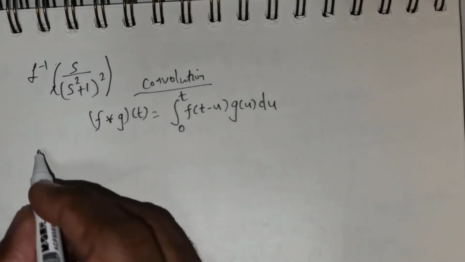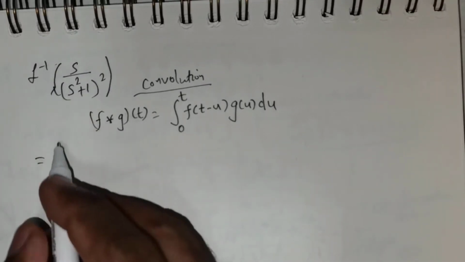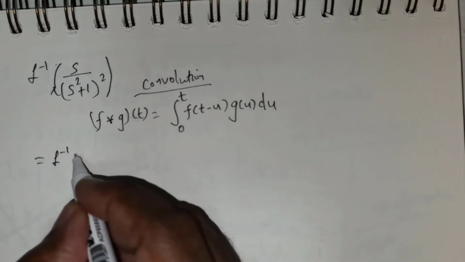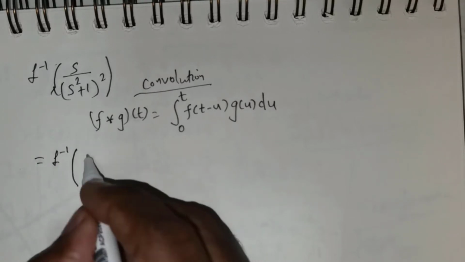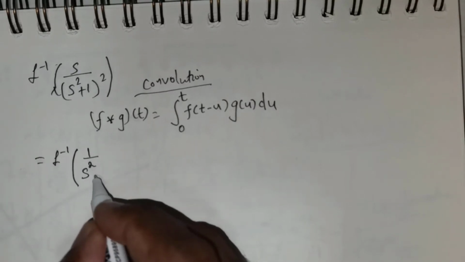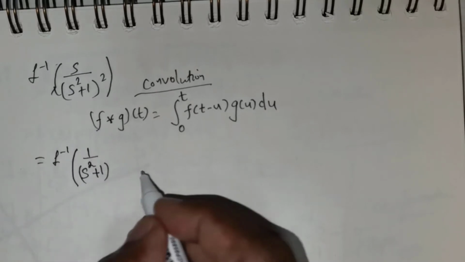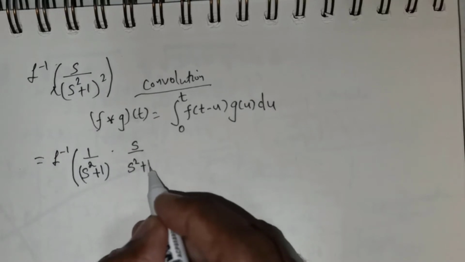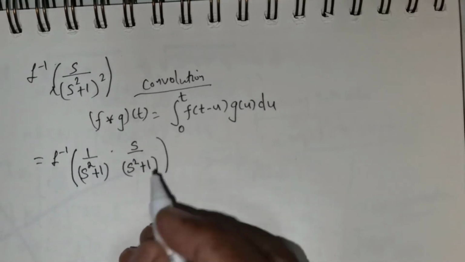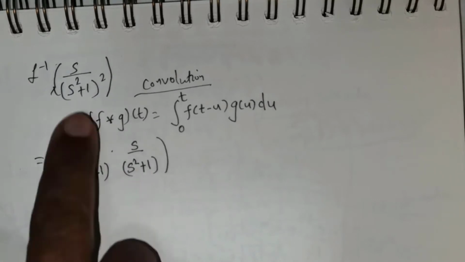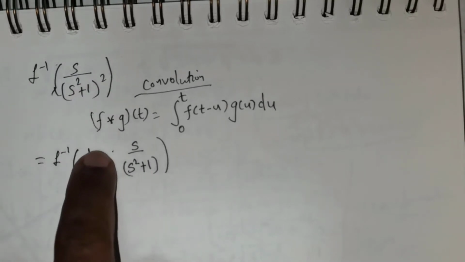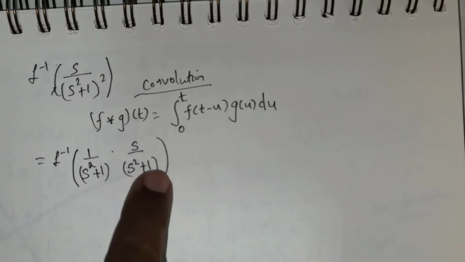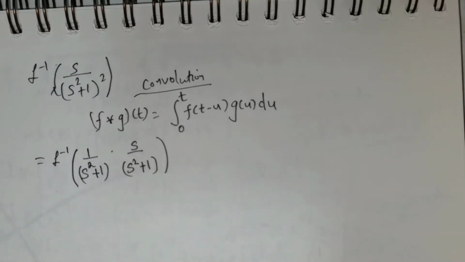To start off, we will have to split this given Laplace inverse. So I'm going to rewrite this as L inverse of 1 over (s squared plus 1) times s over (s squared plus 1). Now, (s squared plus 1) times (s squared plus 1) will give us (s squared plus 1) raised to the power of 2, and 1 times s will give us s. So it's just writing it as a product, and there isn't any convolution appearing here.